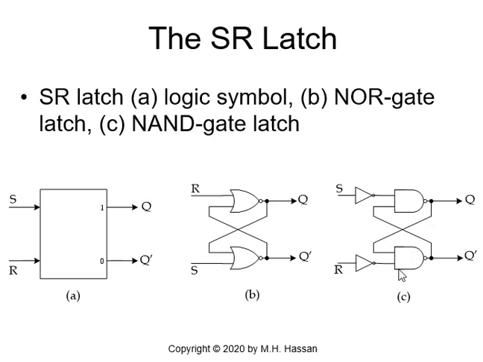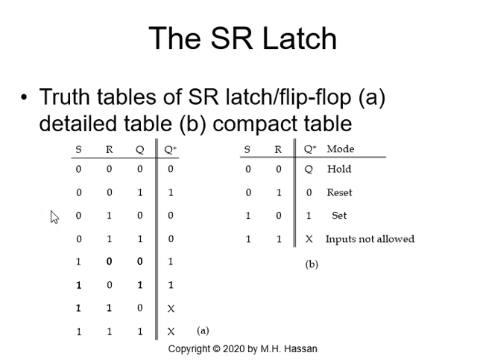If S is 1, the lower NAND gate output will be 0, so Q prime will be 0. Then 0 NAND 1 will be 1, so Q plus will remain 1 and Q plus prime will remain 0. This verifies the next row. If S is 0, R is 0 and Q is 1, Q plus is 1, and this verifies the hold mode in the table. When S is 0 and R is 0, Q plus will be equal to Q.